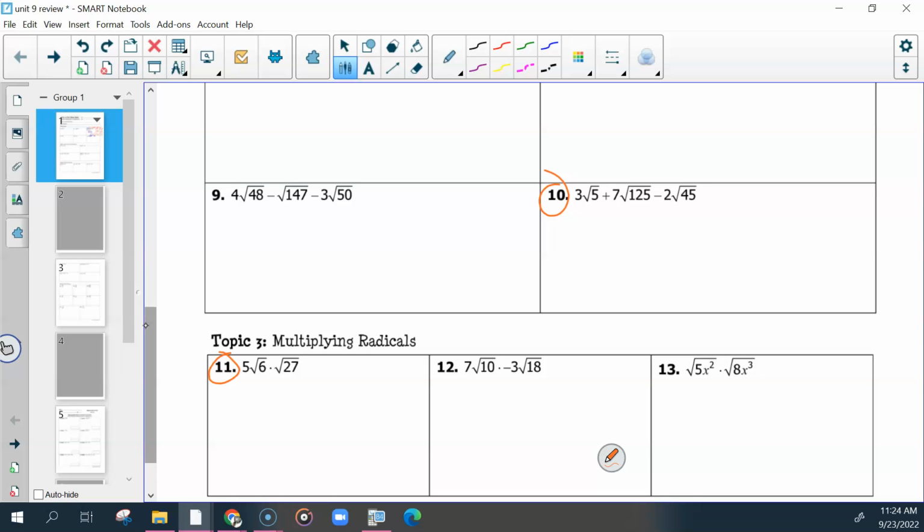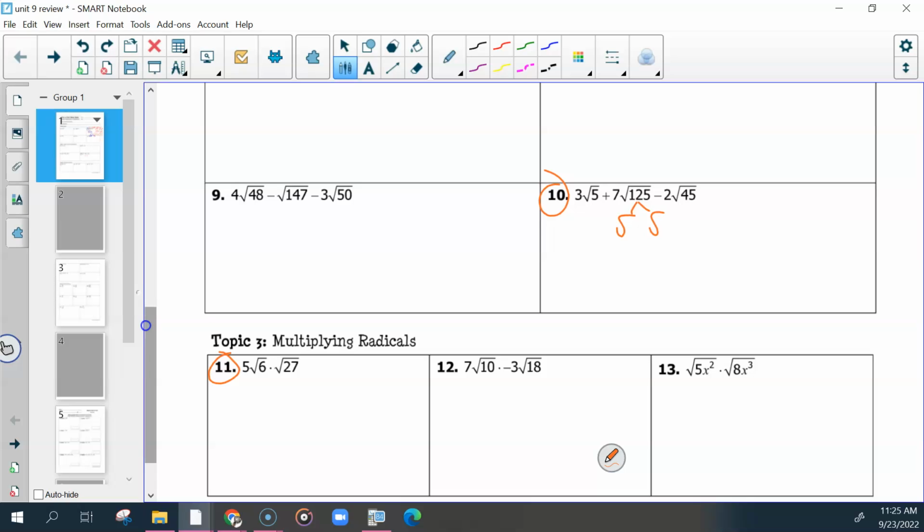For number 10, we are adding and subtracting. Can we add and subtract these radicals as is? No, they're not the same. So we have to see if we can simplify. Can we simplify the square root of 5? No. So we can move on to 125. Let's do perfect square for this one. We'll do factor tree for 45.